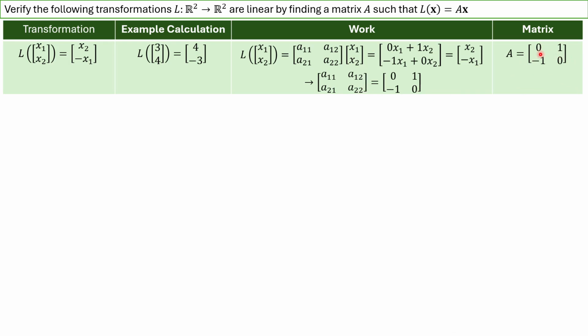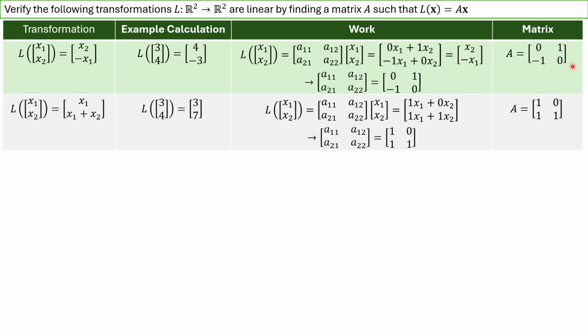The first column, again, is where 1, 0 should map to. So if we put in 1, 0, that's going to give us 0, negative 1. That's exactly our first column. The second column of the matrix is where 0, 1 should map to. So if we put in 0, 1, we'll end up with 1, then negative 0 is 0. So we do get 1, 0 as our second column.